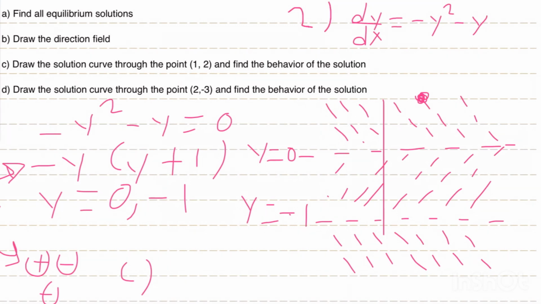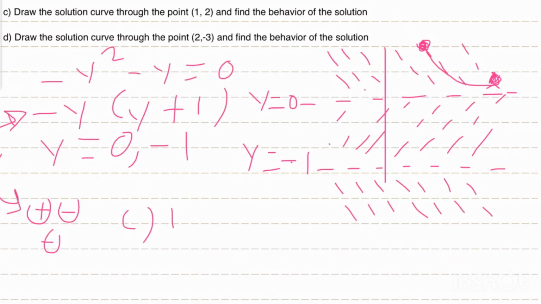And at y equals 0, it seems that it's converging. So all of these points converge to y equals 0. Sorry if my arrows are a bit scuffed. This is not a great pen. So for part C, for the behavior of the solution, the limit as x approaches infinity of y of x would be 0.